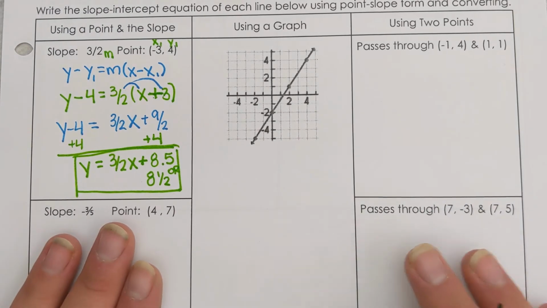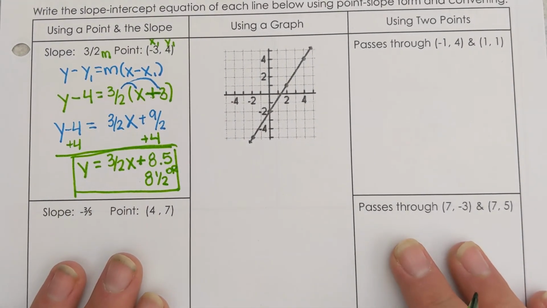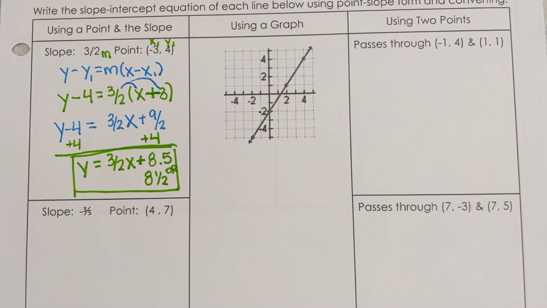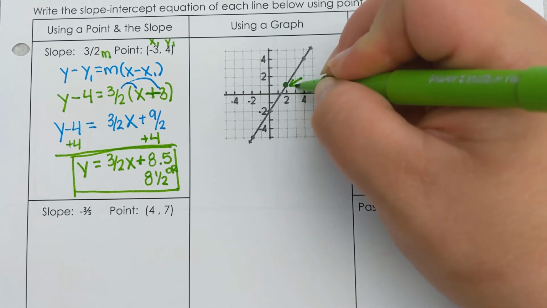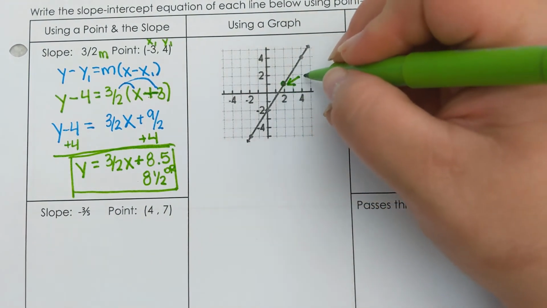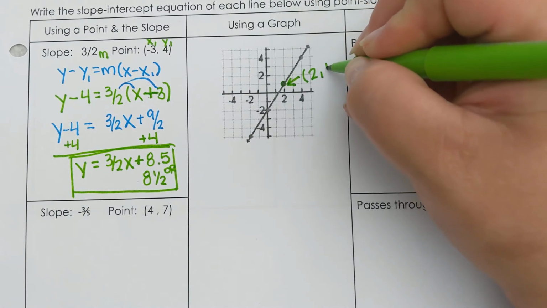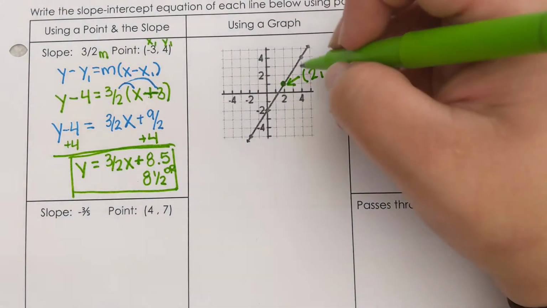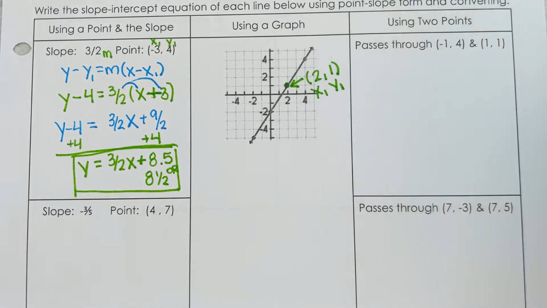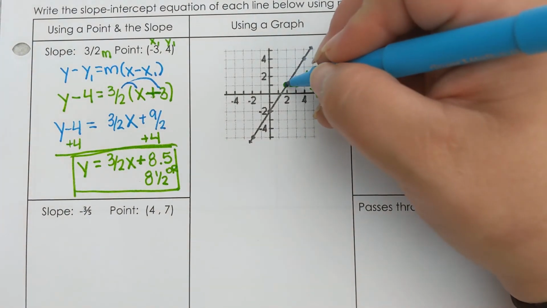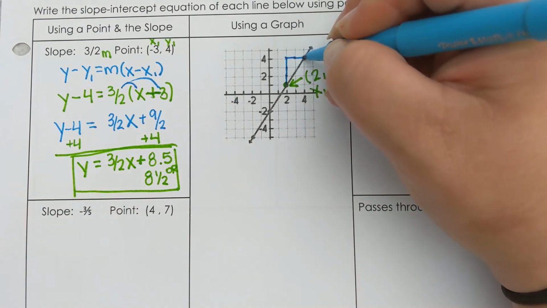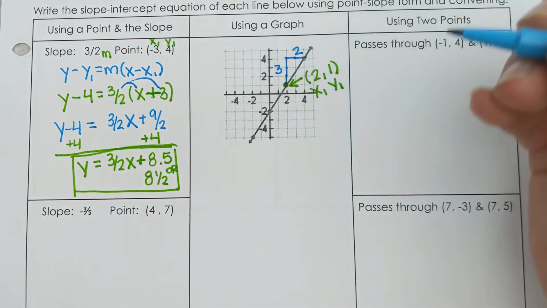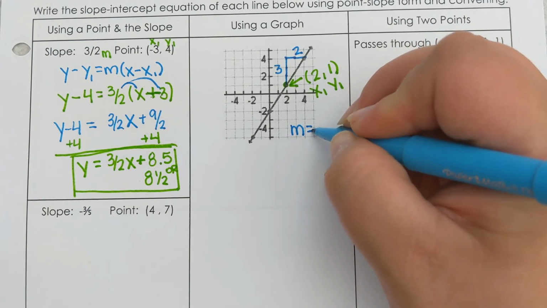And I only have a second version of these two because they're a little bit more challenging. So, using a graph, all you do is pick a point. I'm going to choose this one. It is 2, 1. Okay, so that's my x1 and my y1. Then I need to count my slope going from one point to the next. So this line is going up 1, 2, 3 over 1, 2. So my slope is 3/2.